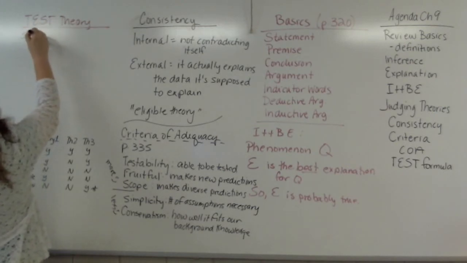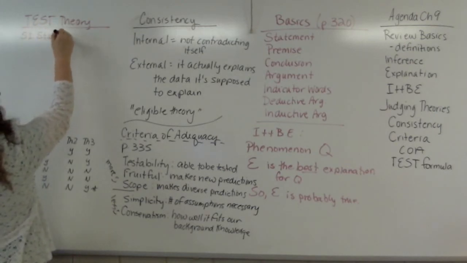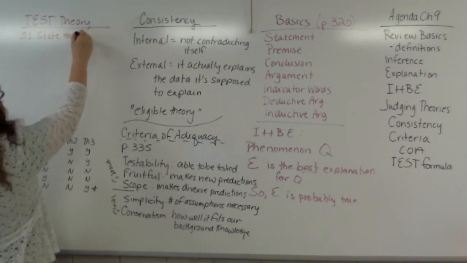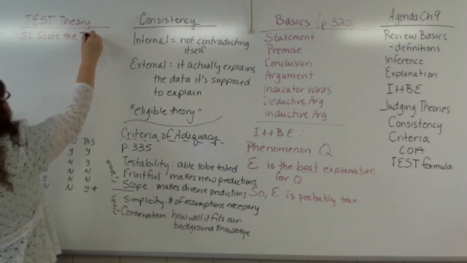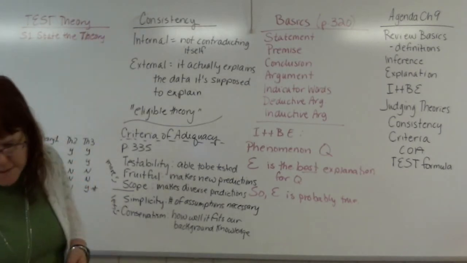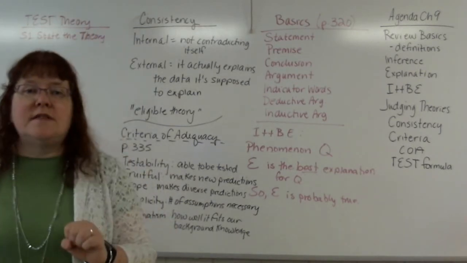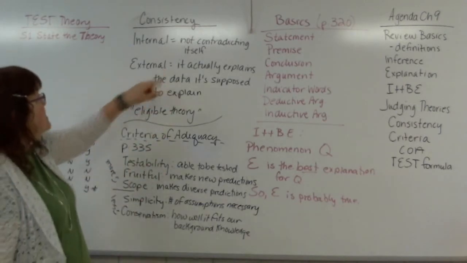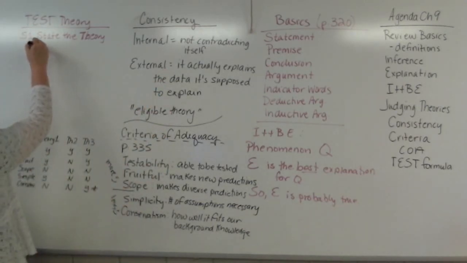Step 1 is to state the theory. And there's your T. Oops, I have to be able to spell. Test the theory, state the theory, okay? And check for consistency, okay? Run it through this internal and external.